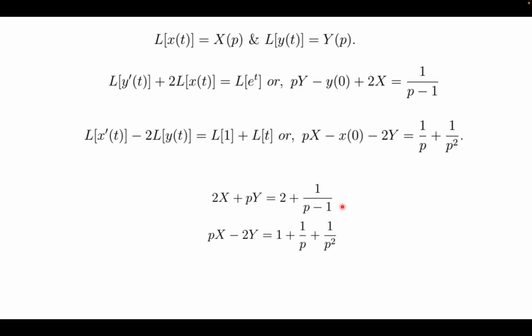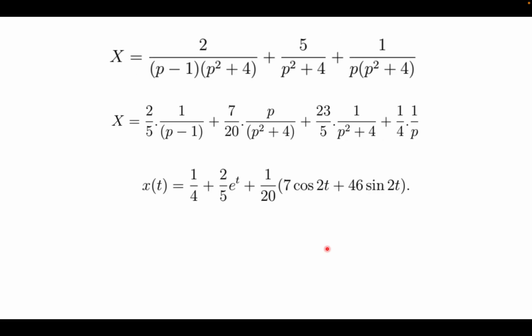Now I can see both have X and Y, right? If I solve these equations simultaneously, I can get the value of X in terms of p, because the question is asking for the value of x of t. So first I will find the Laplace transform of that, which is capital X, in terms of small p, and then we will take the inverse Laplace transform in order to solve the problem. So let's go through that.